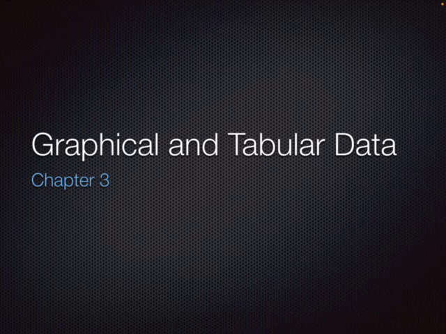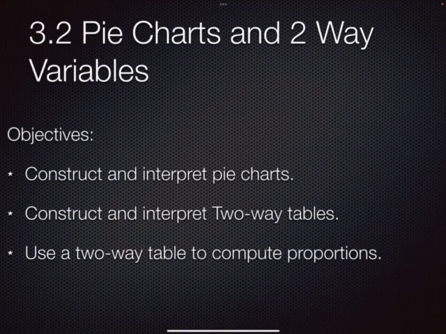This is section 3.2 out of chapter 3, graphical and tabular data. Specifically, in section 3.2, we will be looking at pie charts and two-way variables.